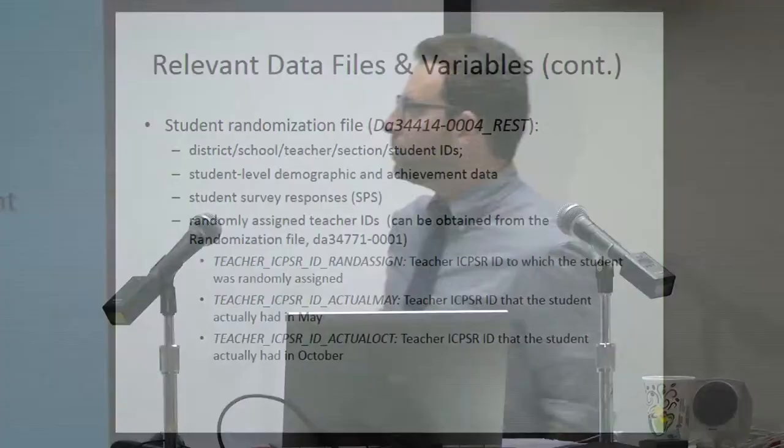So again, we're thinking about this as the grade by subject group, so the section, then the students within the section, and then the teachers that teach that section. All right, good. So then the next file is the student randomization file. And the student randomization file is going to contain your unique identifiers, so again, your district, school, teacher, section, and student IDs.